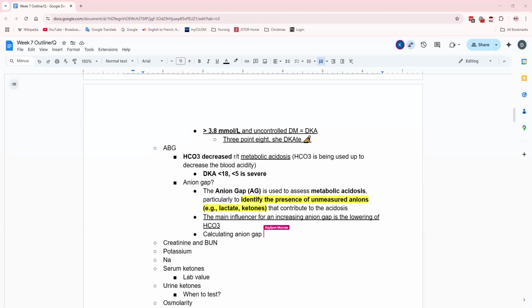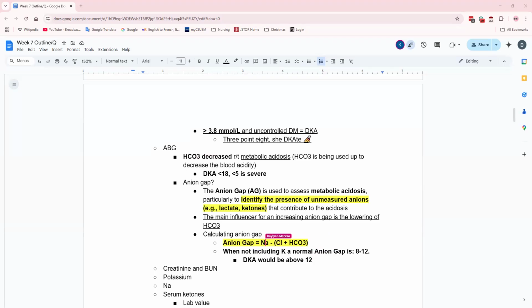And I know someone mentioned the formula somewhere up above. Oh, it was Josh. I see you. Here we go, paste that. Yeah, so it's your sodium minus your chloride plus bicarb. I think the ones you were taught in class were not including potassium. I'm not doing the formula that includes potassium because I don't want to confuse anybody. Just know that your range for this formula is 8 to 12. DKA is anything above 12. It's high.